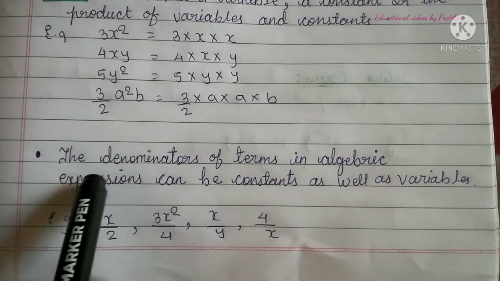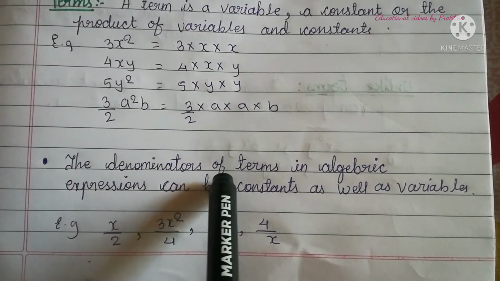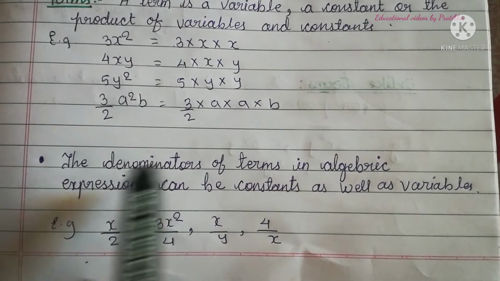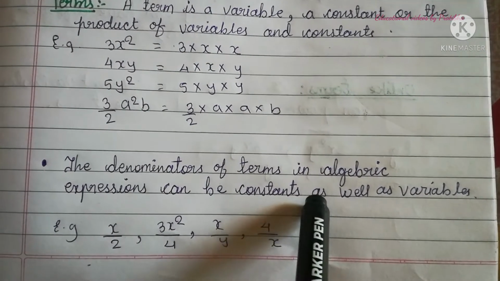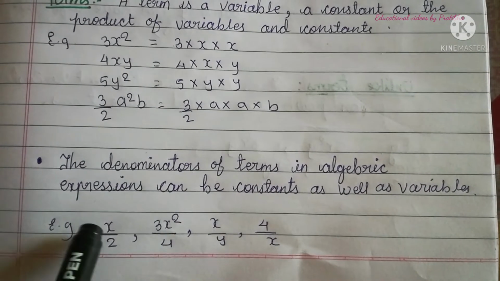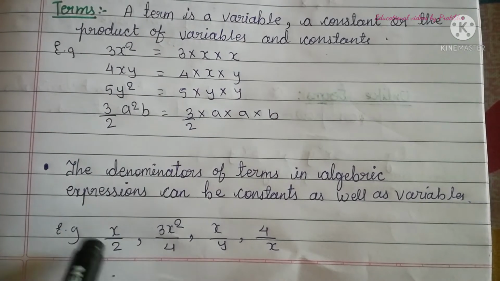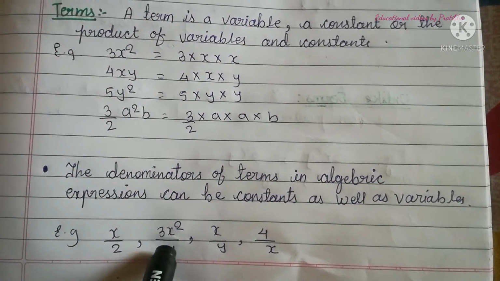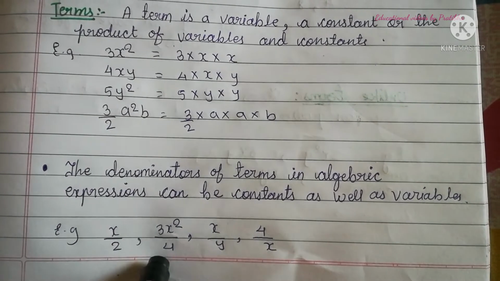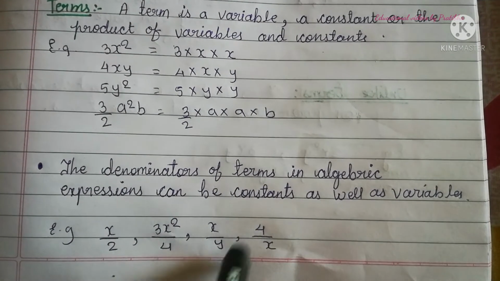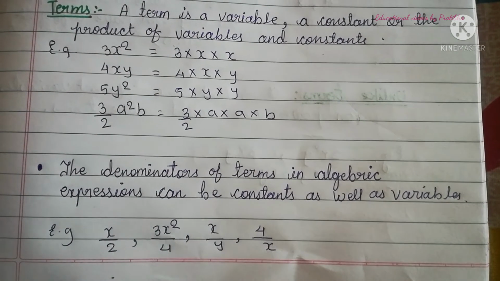If the term is in fraction form, then the denominator of a term in an algebraic expression can be a constant as well as variables. For example, x upon 2. Here 2 is there in the denominator. That is a number. The next is 3x square upon 4. Here the variable is in the numerator, the number is in the denominator. Same way, a few more examples.